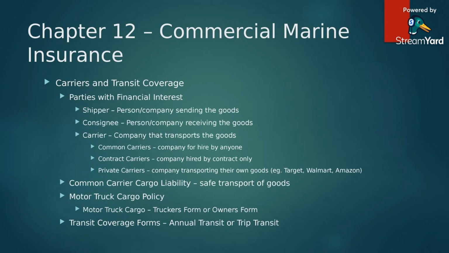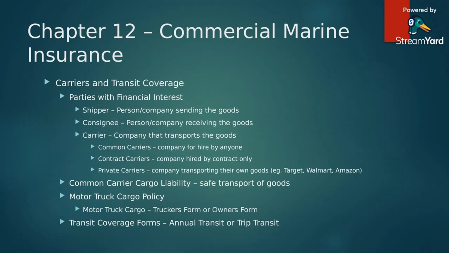There are 3 different types of carriers. There's common carriers, transporting the property of anyone that hires them. Examples would be FedEx, UPS. Contract carriers, these are going to be companies that only transport property of others for which they have a written contract or have been hired that directly. Examples would be home or office furniture movers. And then private carriers. These are any companies that transport their own goods. Examples here would be Target, Walmart, Amazon. Those would be private carrier options.